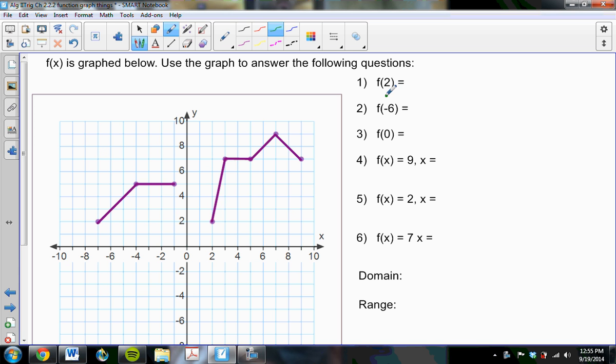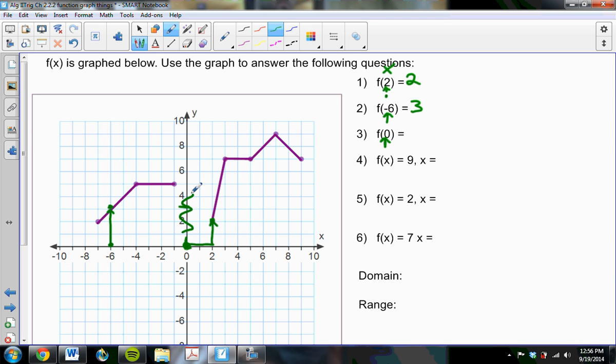So I'm trying to find f of 2. This 2 is the input. That means I'm looking for the x value. Well, the x value here was 2, so the y value that it corresponds to is 2. This is the point 2, 2. Here, the x value is -6. An x value of -6 would be here. It corresponds to a y value of 3. So this is the point -6, 3. The output was 3.